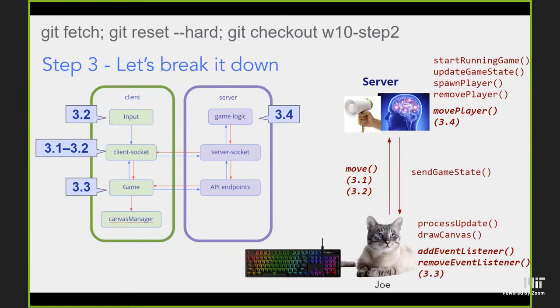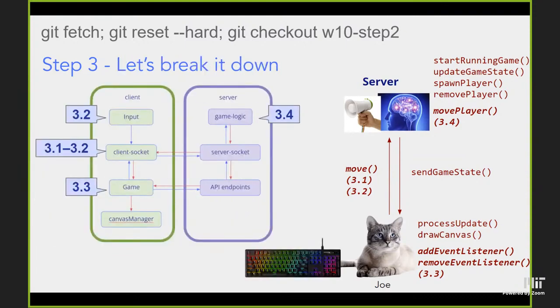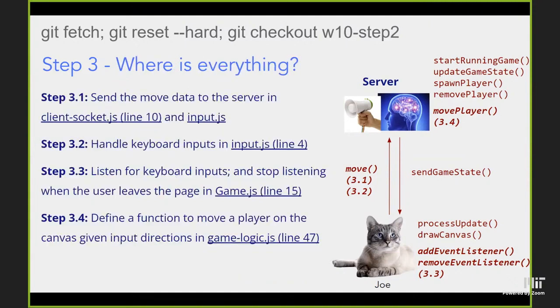Then in step 3.3, we're going to add event listeners to our client. You might recall that event listeners listen for any inputs that the user has. In this case, we're going to listen for key down presses and reflect that change in the client. One quick note: event listeners are different from sockets, right? Event listeners only exist in the client, and they listen for inputs from the client. We can send the information that the event listener hears through the socket to the server, but we can't send data directly from the event listener to the server. That's why we need to define a separate move function using the client socket. Finally, we're going to define a move player function on the server side to listen for the inputs and move the player accordingly.